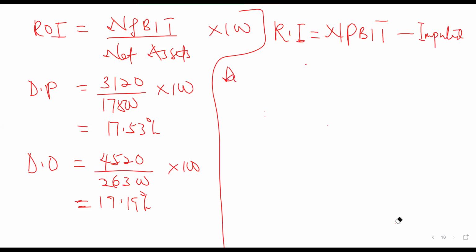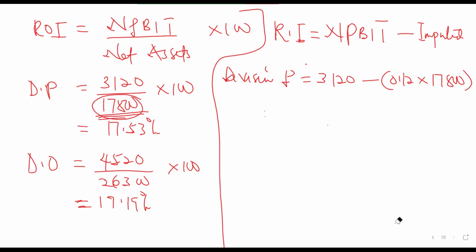So let's have division P. Their residual income will be their profit of 3120 minus, what is the cost of capital? 0.12 multiplied by 17,800. So assuming we are using a net asset of 17,800 to generate this particular figure, and they are demanding a return on their investments, how much are we going to be paying them? And after paying this amount, what will be the profit that remains? That's what we call our residual income.